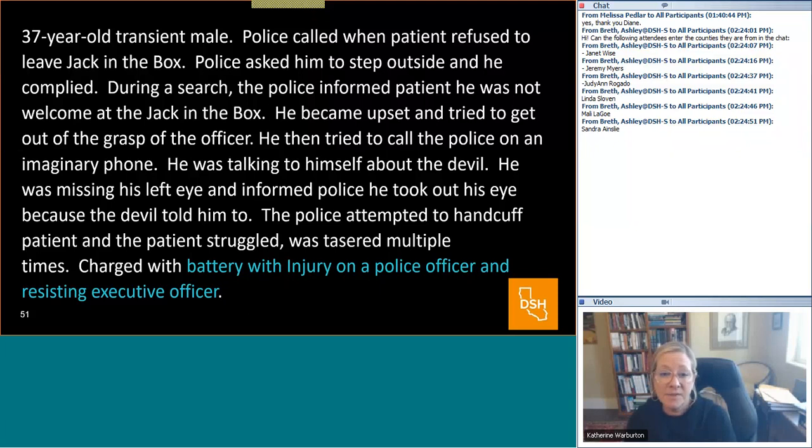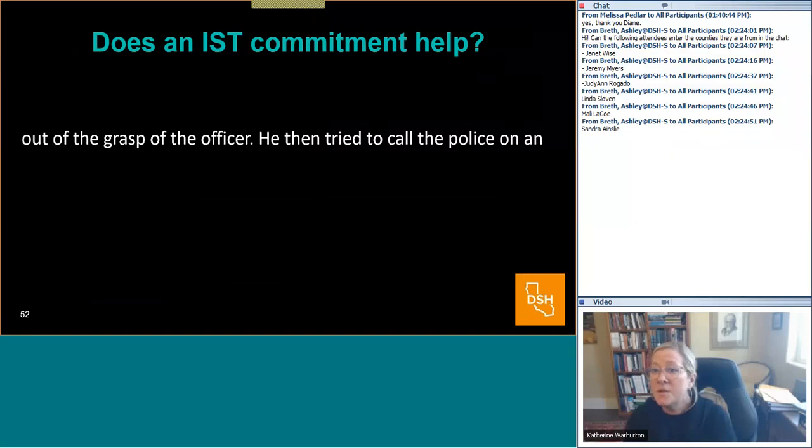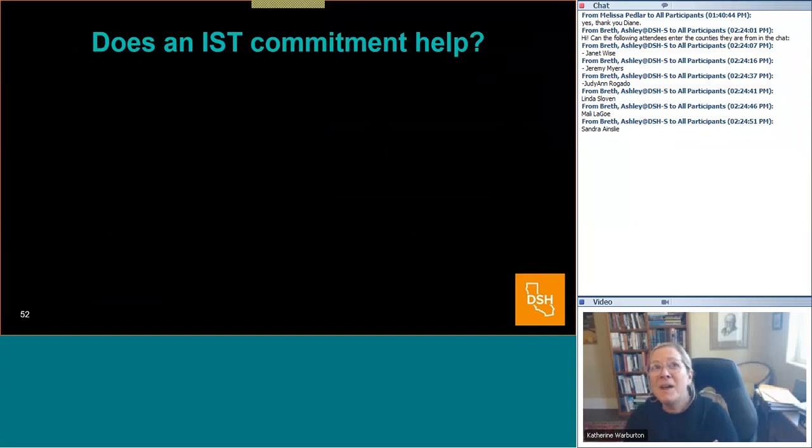It became clear that he did not understand that they were police officers when he tried to call the police on an imaginary phone. He was talking to himself about the devil. He was missing his left eye, and he informed the police that he took out his eye because the devil told him to. The police then attempted to handcuff him, and he struggled, thinking they were the devil. He was tasered multiple times, and he was charged with battery with injury on a police officer and resisting an executive officer, both felonies.